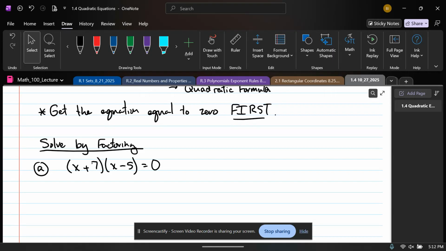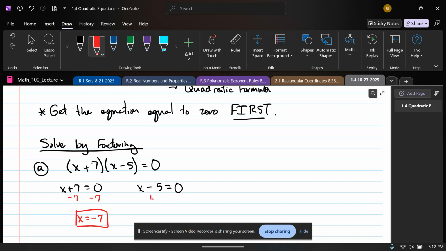So once you get it factored, you take each individual factor, x plus 7, and set it equal to 0. And you take the other factor, x minus 5, and set it equal to 0. And you're going to solve each one of those individually. So I'm going to subtract 7, and there's x equals negative 7. I'm going to add 5, and it's x equals 5. I'm going to get two answers for these quadratic equations. I got a negative 7 as an answer, and then a positive 5 as an answer.